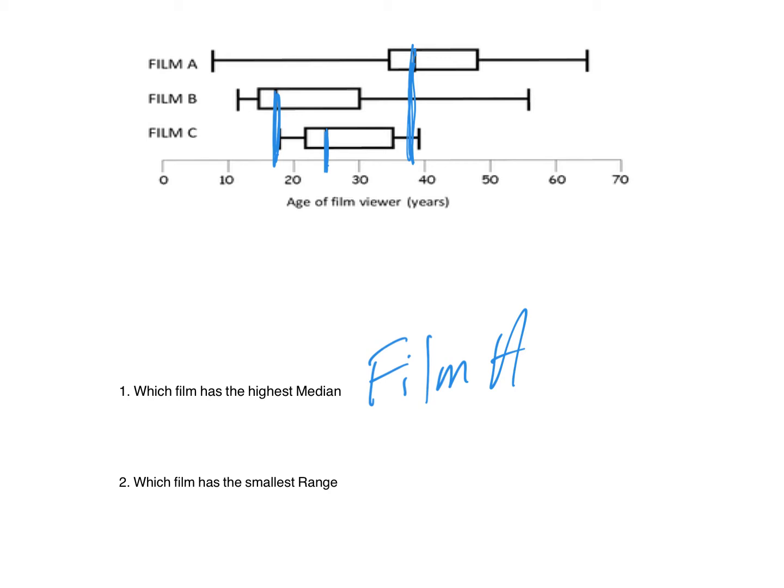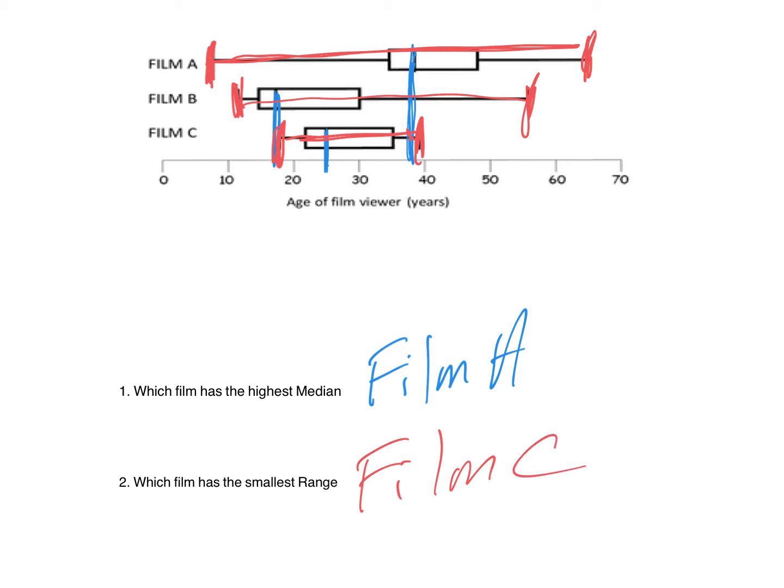Which film has the smallest range? The range, ladies and gentlemen, is the distance, I'll do this in red, from the min to the max. So look at this distance here. Then look at the distance from here to here, and then look at the distance from here to here. And ladies and gentlemen, what film? Film C. This is a comparison of multiple box plots.